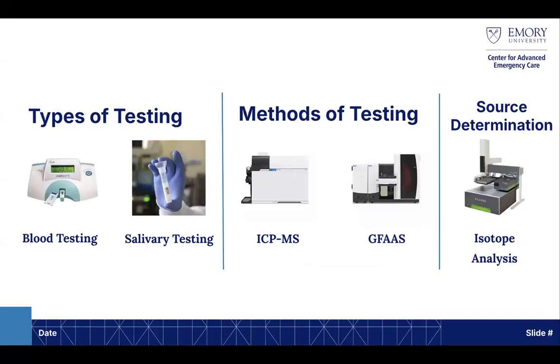So to summarize, use capillary tests for screening and venous samples for confirmation. LeadCare is a fast and practical option, but confirm results in a certified lab. Salivary testing remains investigational. ICP-MS and GFAAS are the mainstays of quantitative analysis. And lastly, isotope analysis helps trace the source in complex cases. I'll hand it over to Dr. Kazzi now for any last-minute insights.